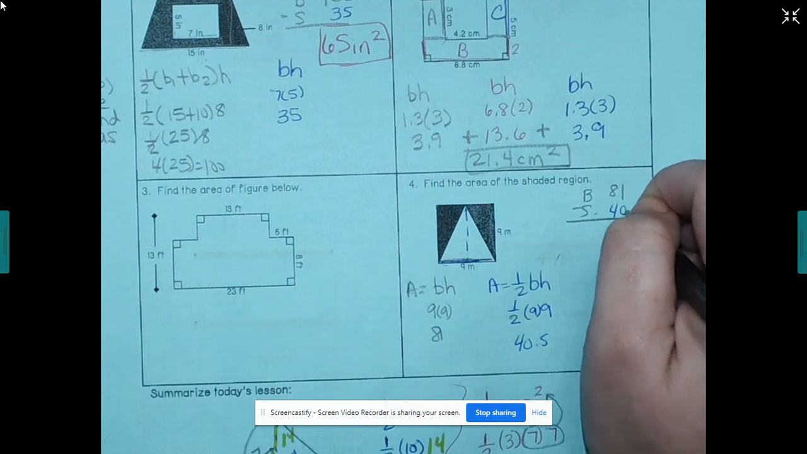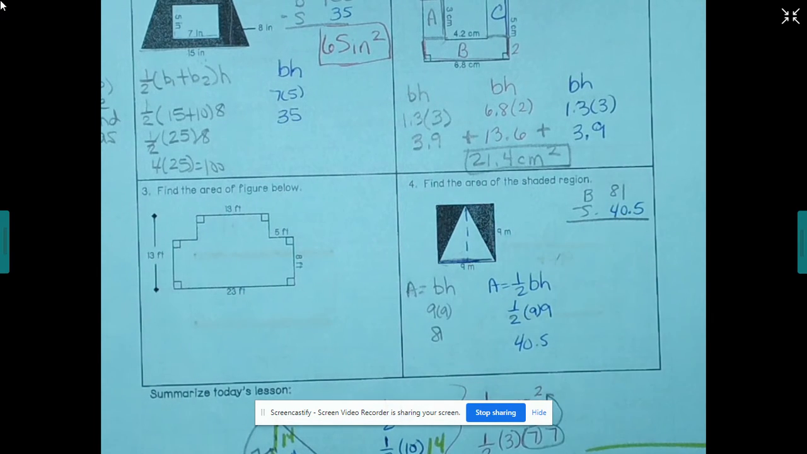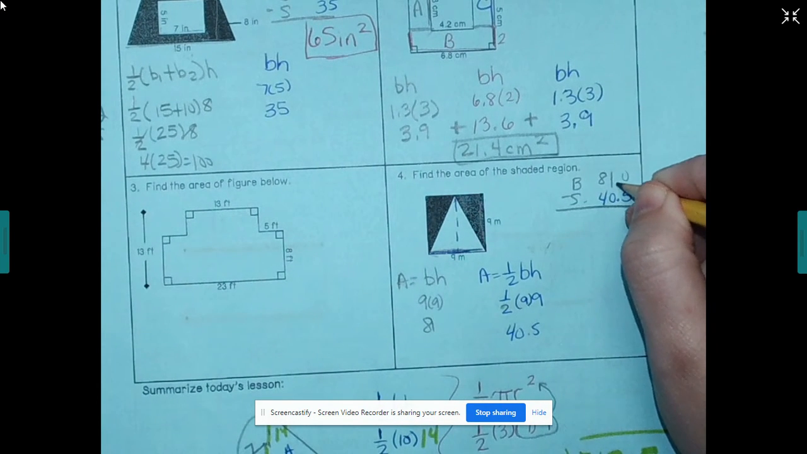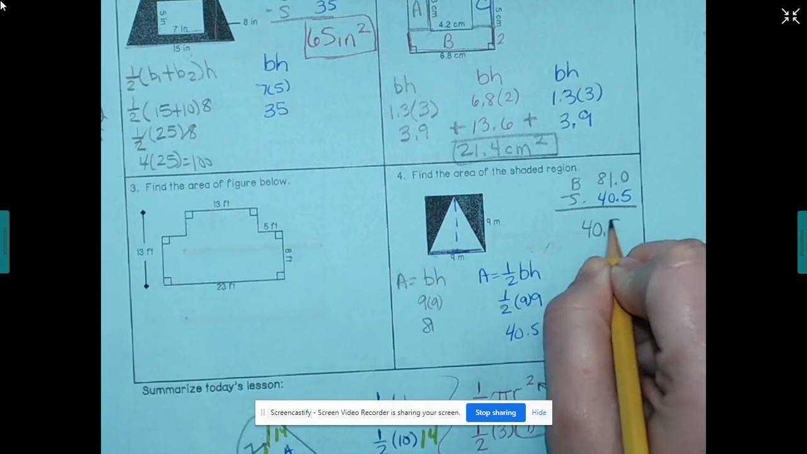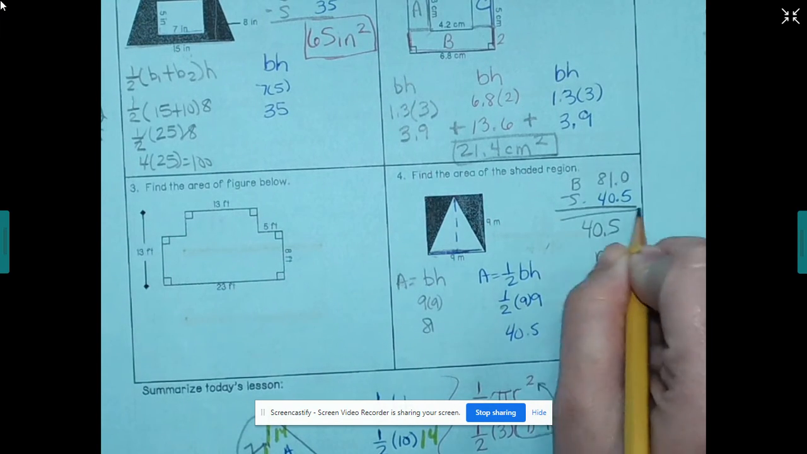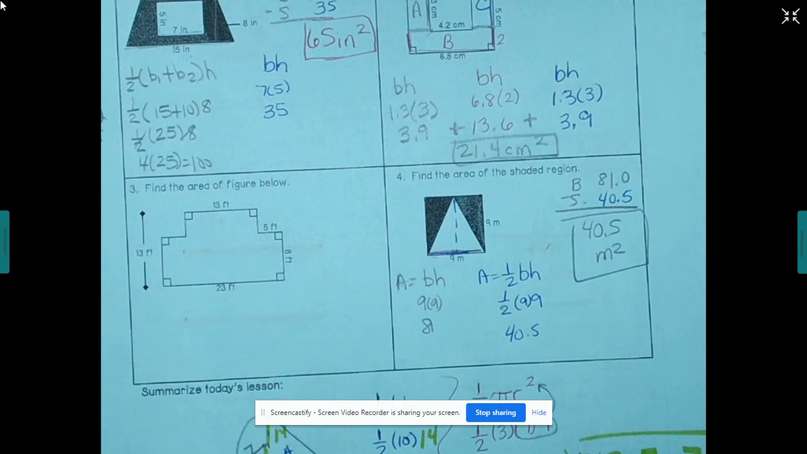Okay. Again, last week we added, but because we're looking for shaded, we are going to subtract, and we're going to get 40.5 meters squared. Okay, 40.5 meters squared.